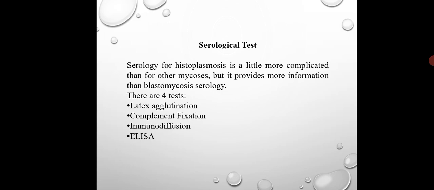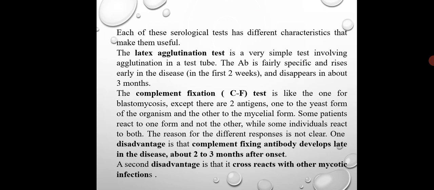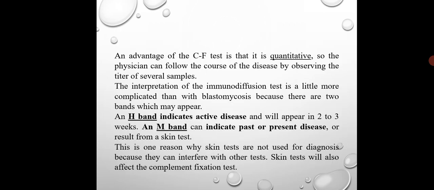As I said, for the serological tests for this diagnosis, there are 4 important tests performed to confirm the infection. One is the latex agglutination test, a complement fixation test, immunodiffusion, and ELISA. And this is the image of immunodiffusion of this organism, shown as a precipitin band. Each of the serological tests has different characteristics that make them useful. So each and every test has its own benefit. One can also estimate the concentration of antigen or antibody in the sample by using quantitative tests.